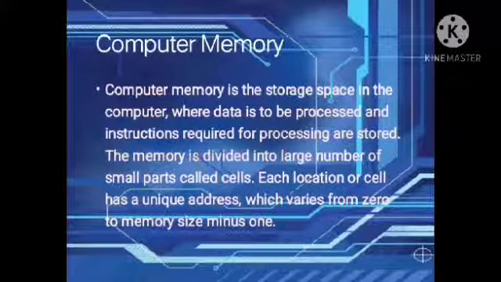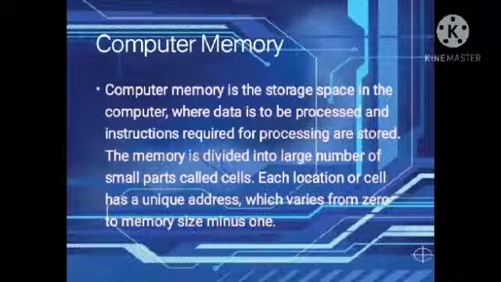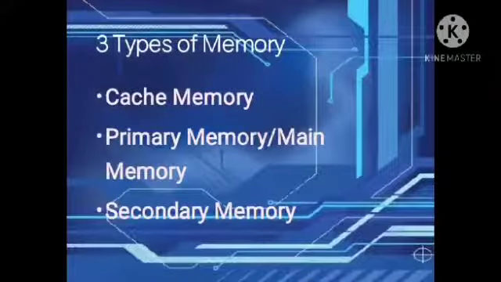We also know that memory is just like a human brain. It is used to store data and instructions. So that's what computer memory functions as. Here are the three types of memory. One, cache memory. Two, primary memory, or main memory. Three, secondary memory.